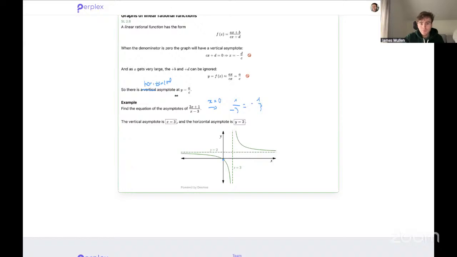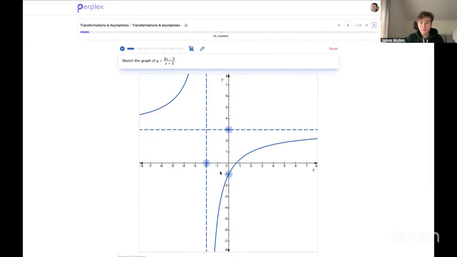And then, how did you get the y-intercept again? Okay, let me go to the next slide. So I got the y-intercept, remember, by plugging in x is equal to 0, because the y-axis is the line x is equal to 0. That's the definition of the y-axis. So I plugged in x is equal to 0 into this expression. I got minus 2 over 2, so I did 3 times 0 minus 2 over 0 plus 2, which is equal to minus 2 over 2, and that is minus 1, right? So minus 1.